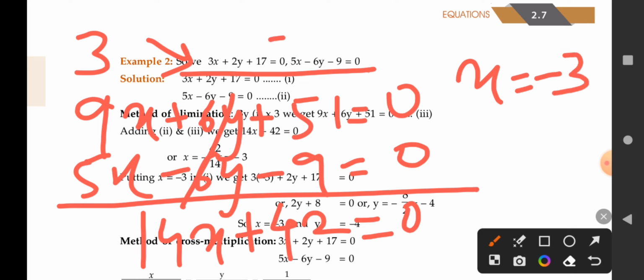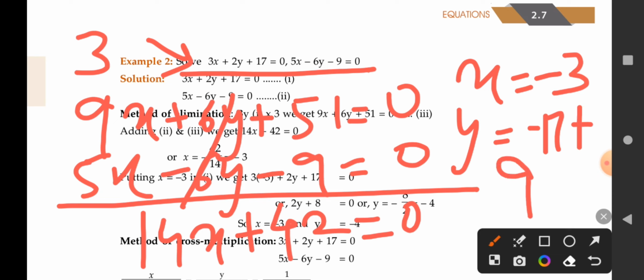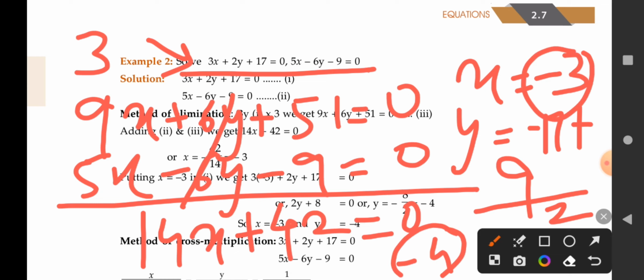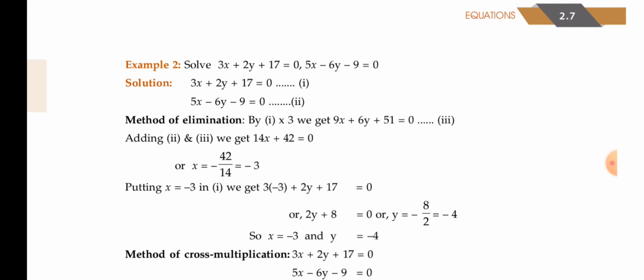And let us substitute again here. You get y is equal to minus 17 minus 3 into 3. Okay, it will become plus 9 whole divided by 2. So 9 minus 17 divided by 2 is minus 4. Minus 3 and minus 4. Correct.